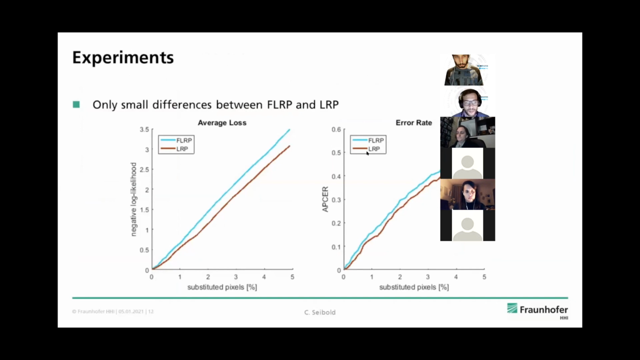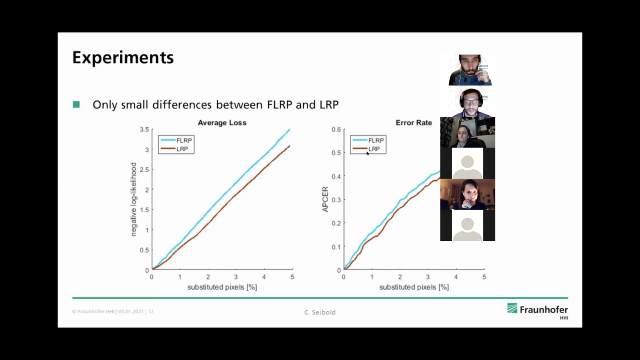We use this proposed approach on our morphed face images with different amounts of substituted pixels and analyze the differences in the loss function of the DNN and the error rate in terms of APCER. For these metrics, we expect that the better relevance assignment method leads to a larger error. The differences between FLRP and LRP are small, but FLRP performs better even though it does not consider the classifier.